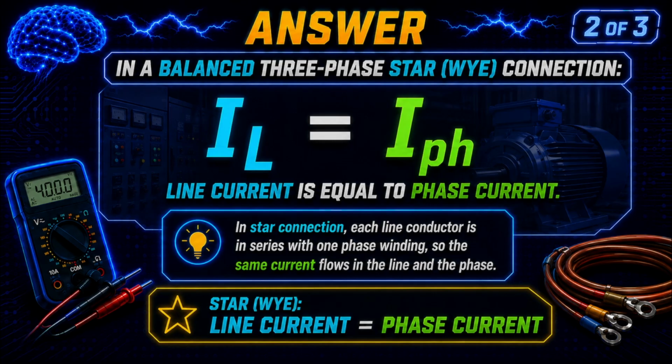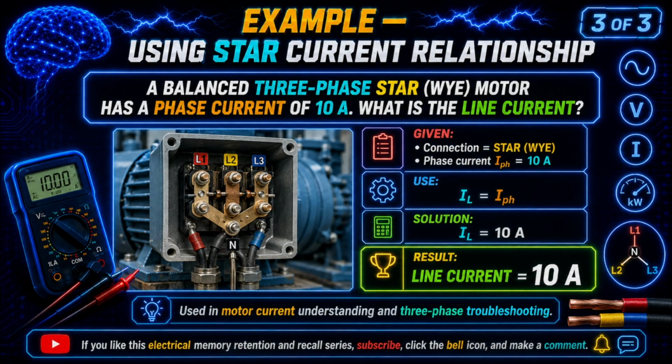Each line conductor is connected in series with one phase winding, so the same current flows through the line and the phase. Now let's use a practical motor example. This balanced three-phase star-connected motor has a phase current of 10 amperes. Because in star, I line equals I phase, the line current is also 10 amperes. So each line, L1, L2, and L3, carries 10 amperes in this balanced system. This relationship is very useful for motor current calculations and three-phase troubleshooting.